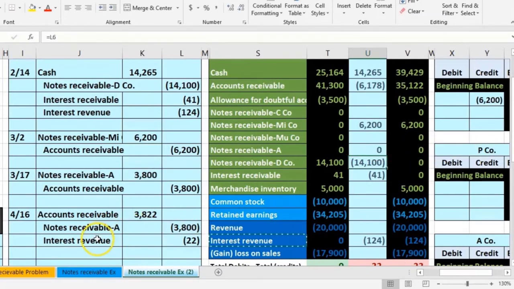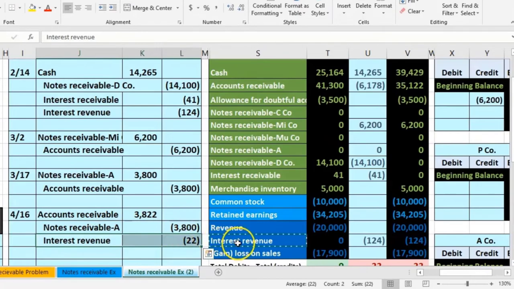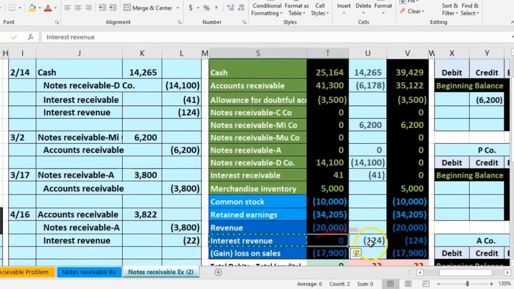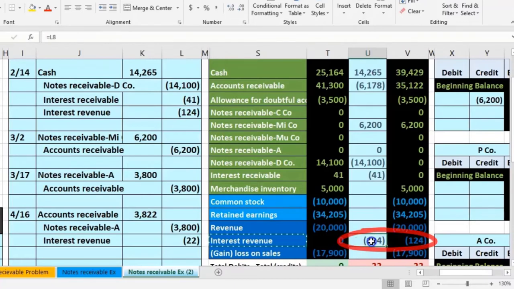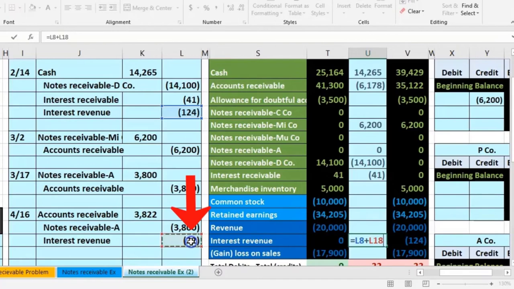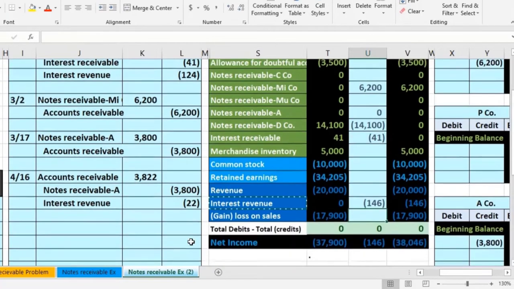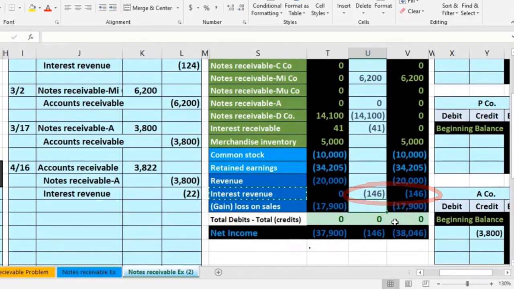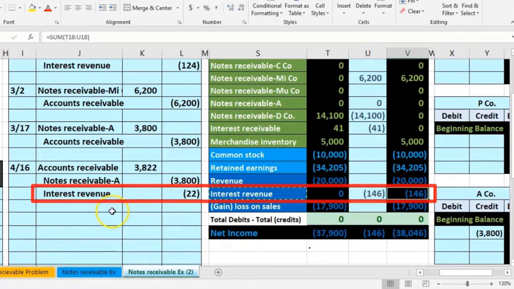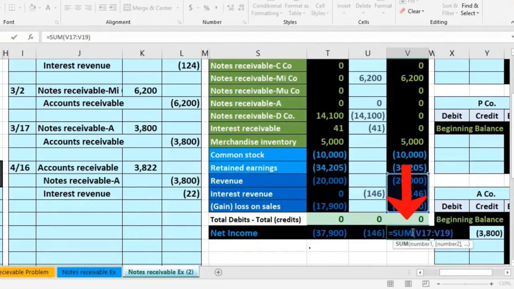Then we're going to record the interest revenue here on the trial balance. Double clicking on U18 and going to the end, plus pointing to that 22 and enter. So that brings the balance up. We are recording revenue for the interest earned. Notice this, I'm sorry, I've been saying interest receivable, but it's interest revenue. This isn't an asset. It's interest revenue increasing the net income.